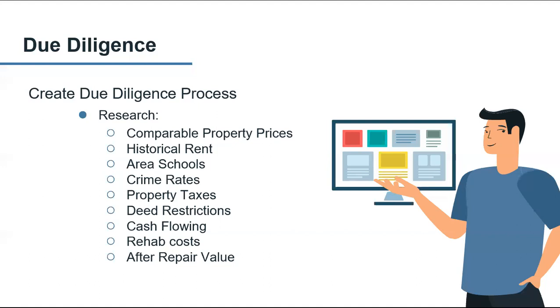Area schools. So depending on your strategy, if you're going to do a buy and hold, and again, you're going to rent the property out, oftentimes young families will rent out houses. And so it's important to look at the schools in the area that you're buying. Same thing, crime rates. It's important to know what the crime rates are in the area.